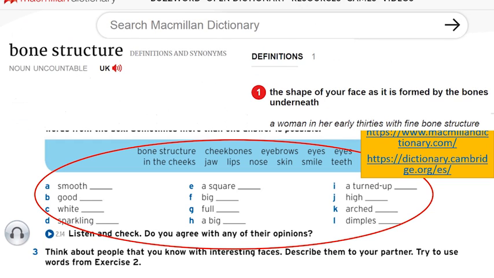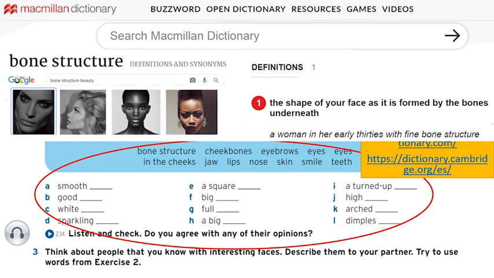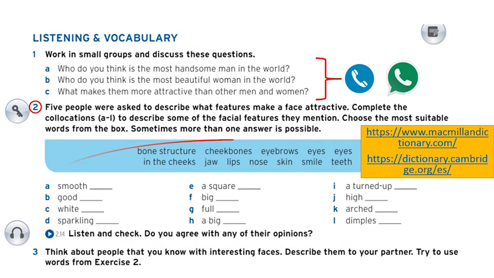We have here that in macmillandictionary.com, bone structure is the shape of your face as it is formed by the bones underneath. Okay, so for example, skinny people, they have this shape on their faces. This is the bone structure. And you can also Google for some images as reference. As you can see here, I wrote bone structure and I wrote beauty because it is related to this topic. If you only look for bone structure, maybe you won't be able to find the correct picture of what we're looking for.